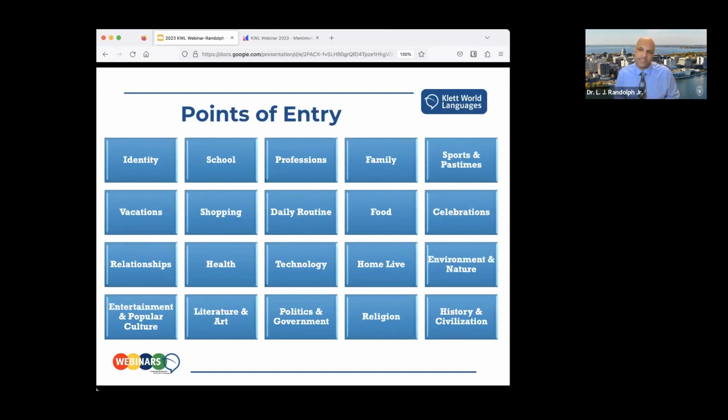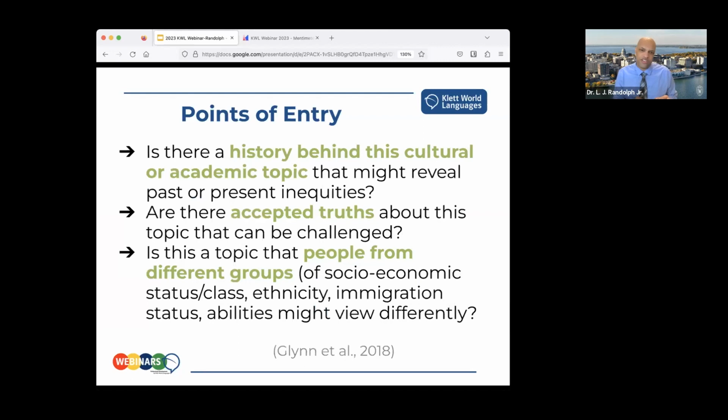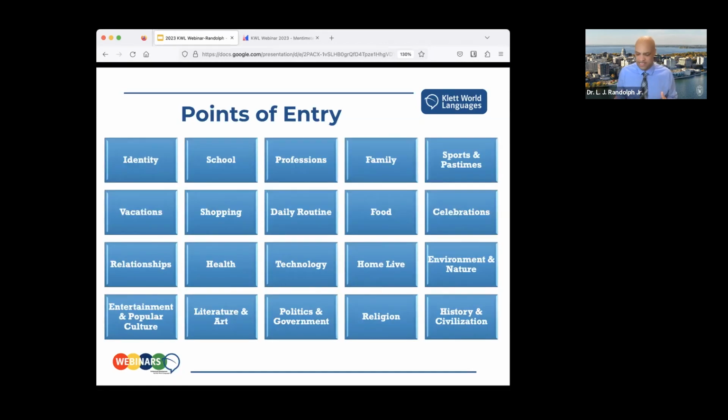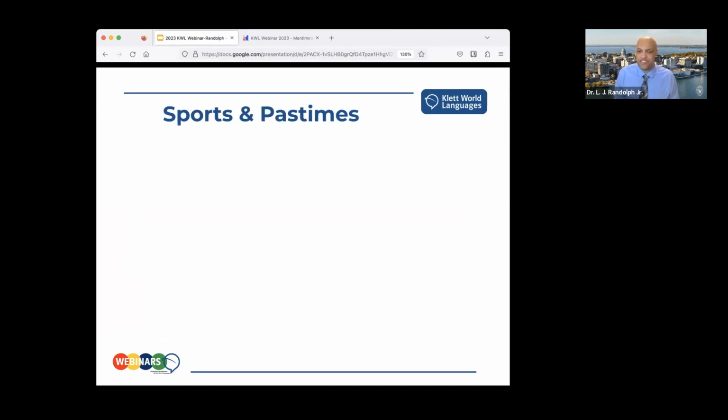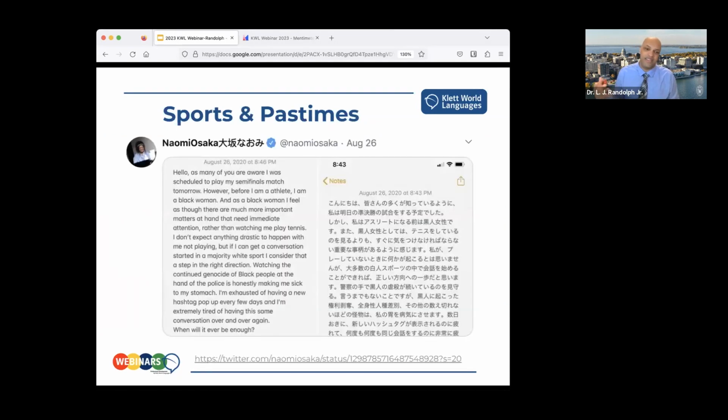And these are the topics that most of those books talk about. And what we can do is use these questions to think about ways that we might revisit something that we already teach. For example, if you teach sports, I love using tweets and TikToks because the language is very limited and I can present it to my students in comprehensible chunks.